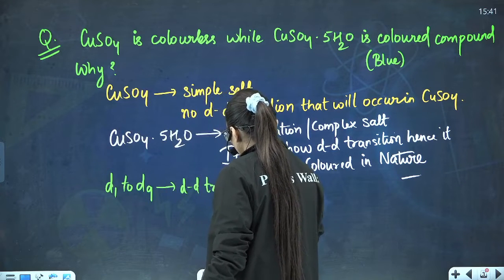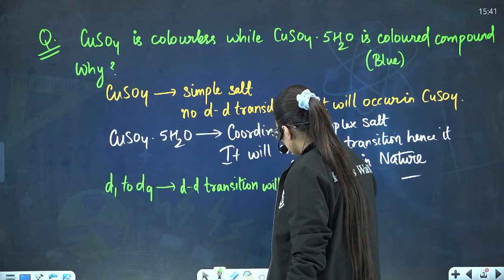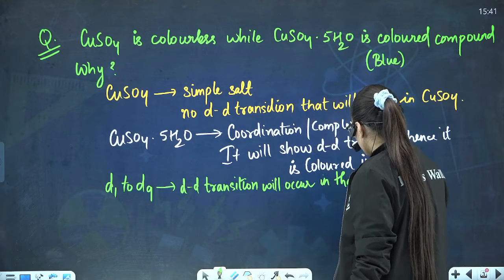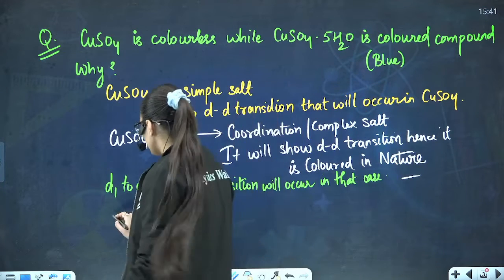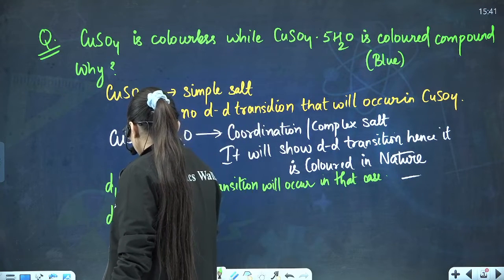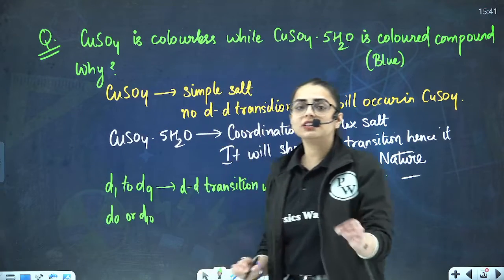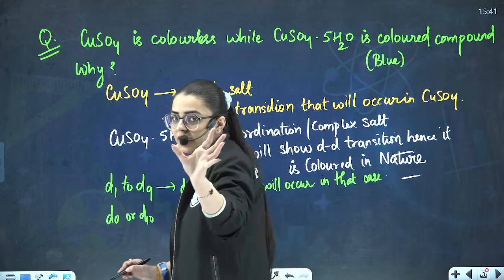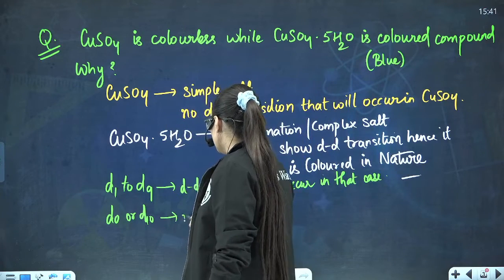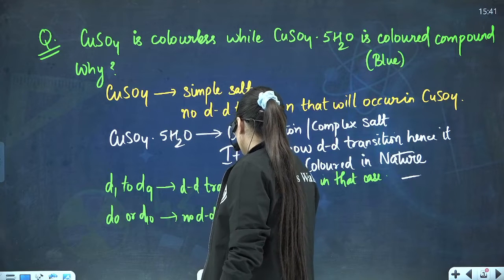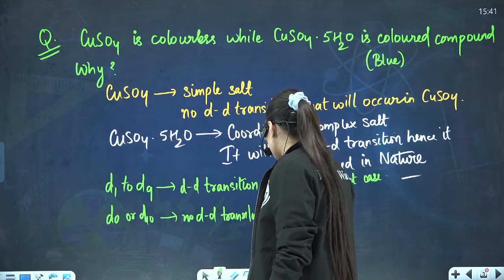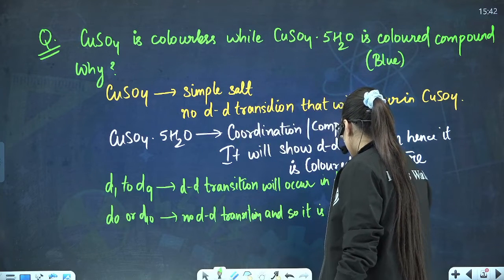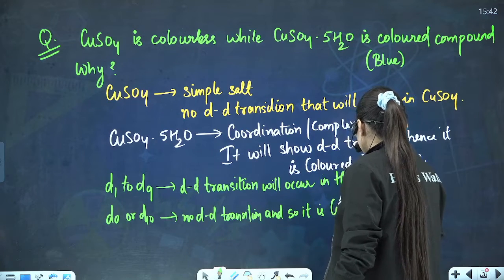DD transition will occur in that case, no doubt it will occur. But if I talk about two cases, that means if I am talking about D0 or D10 configuration, students, at that spot of time there shall be no DD transition. That means it would have no color, it would be colorless in nature. So here there is no DD transition, and so it is colorless. So these are the questions that they certainly ask you.